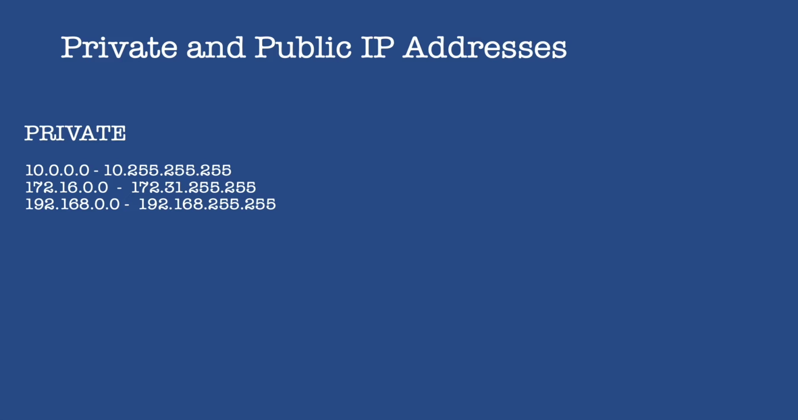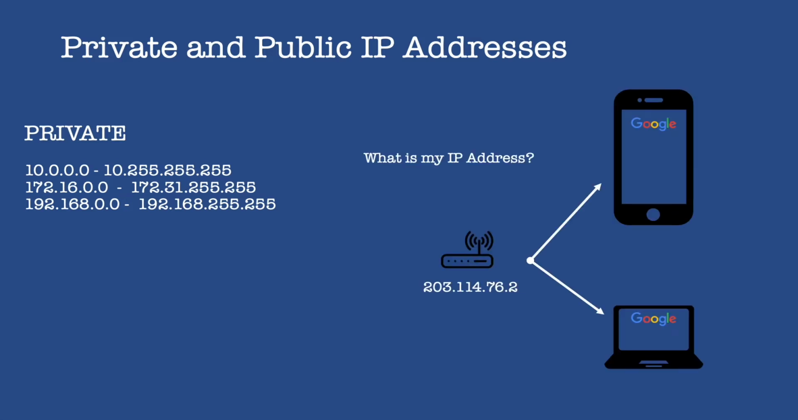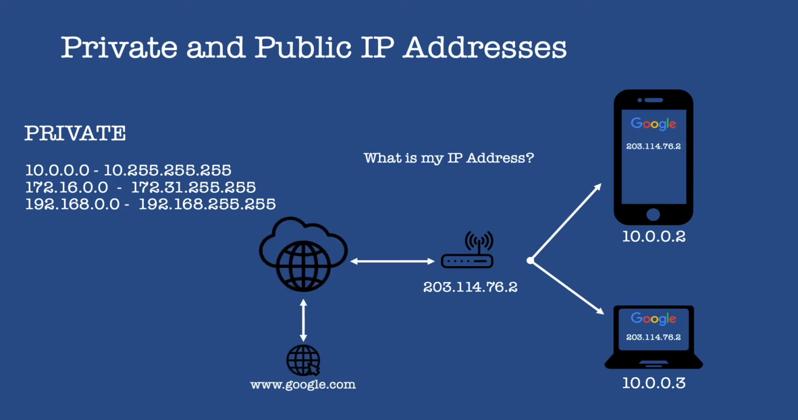All of this is why if you open Google and search for "what is my IP address," even though all of your connected devices at home will have unique private IP addresses from your router, Google will report them as having the same public IP address, the public IP address of your internet router.